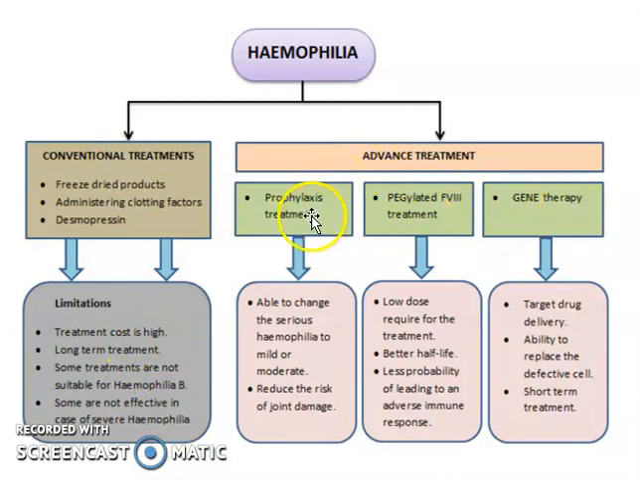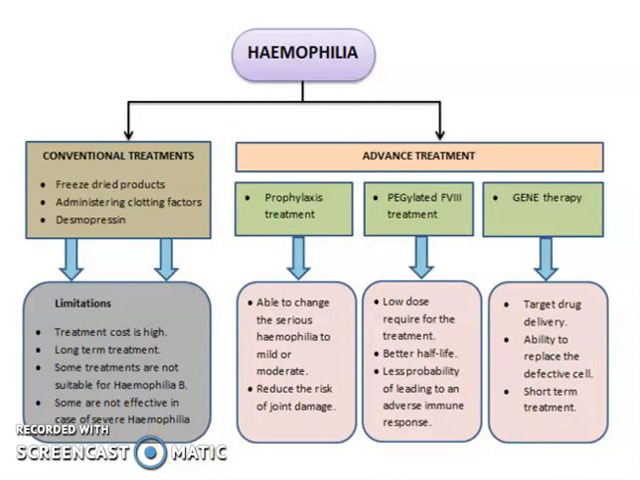Advanced treatment is of three types. First is prophylactic treatment. We are able to change serious hemophilia to mild or moderate, and prophylactic treatment reduces the risk of joint damage. Then we have pegylated factor 8 therapy. Here a low dose is required, half-life is better, and there is very little chance that the patient develops an immune response. Then we have gene therapy. It is a targeted drug delivery. It has the ability to replace the defective cell, and the biggest advantage of gene therapy is that it is a short-term therapy.